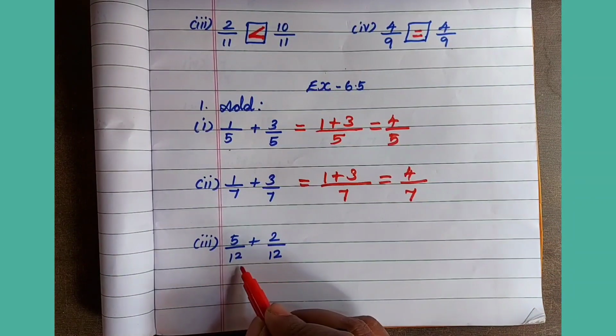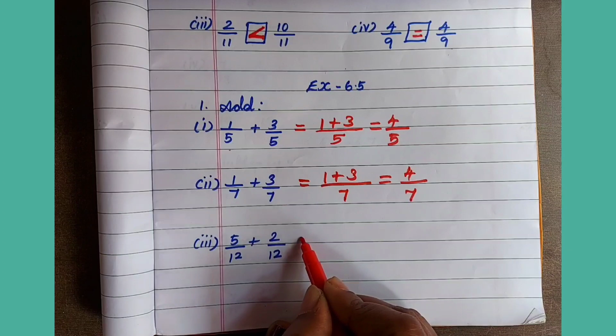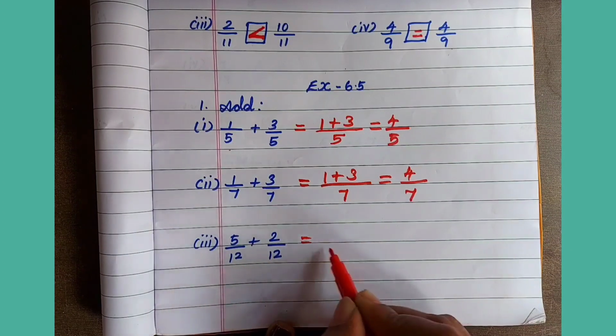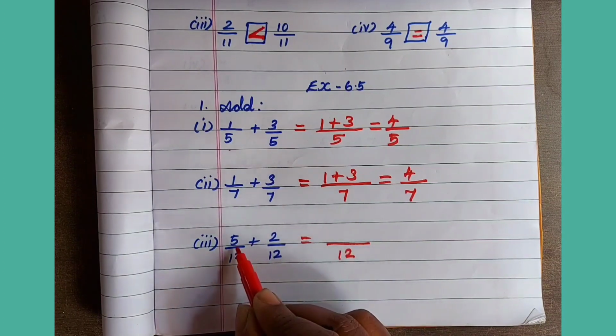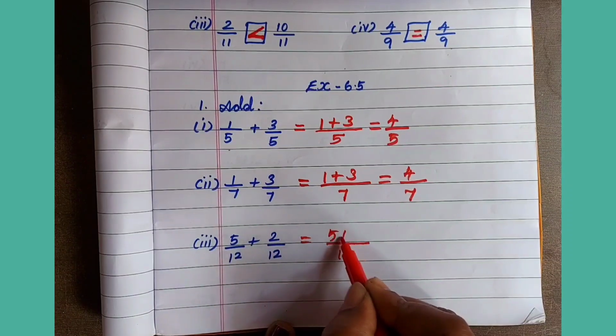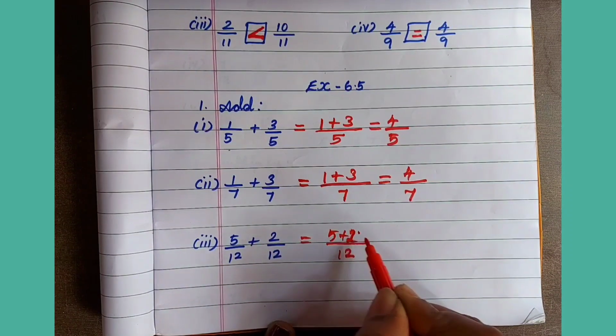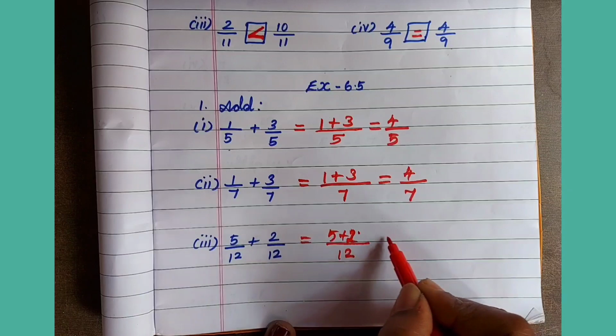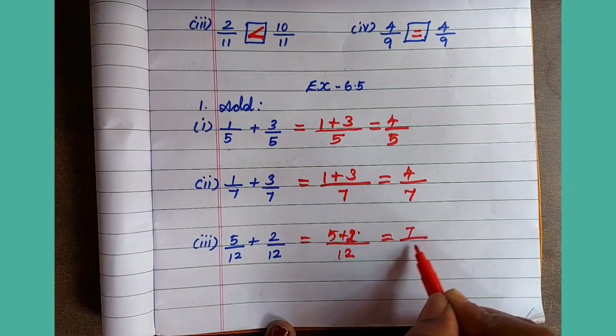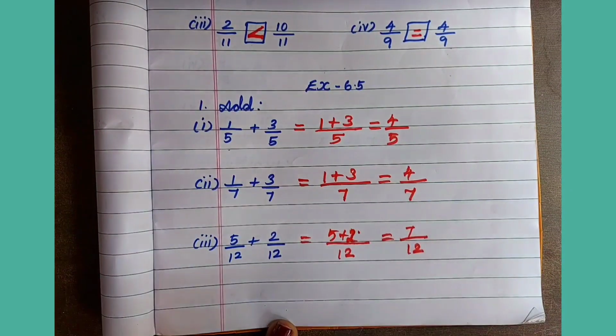Next, 5 by 12 plus 2 by 12. So the denominator values are the same. So we write the common denominator 12, and we write 5 plus 2. So 5 plus 2 means the answer is 7 by 12.